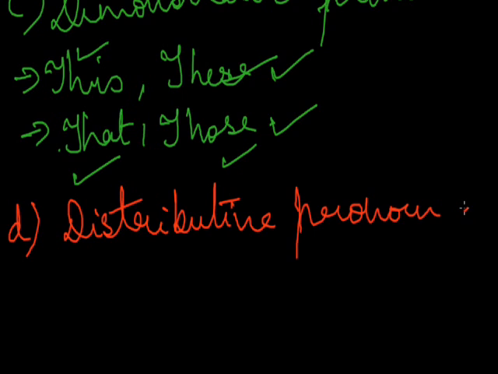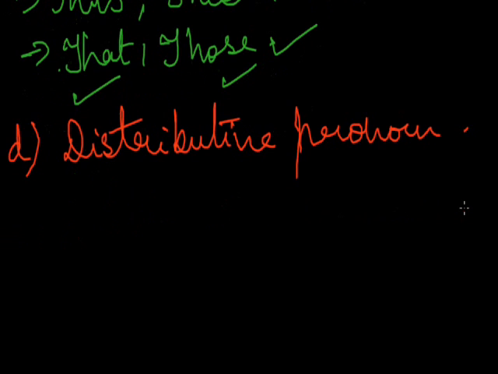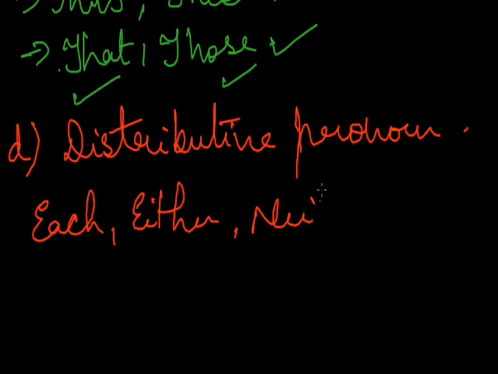Distributive pronoun refers to a number of persons or things, one at a time. These pronouns are always singular and are always followed by a verb in the singular. The pronouns each, either, and neither are such pronouns.